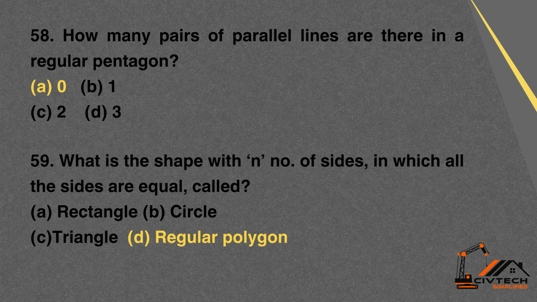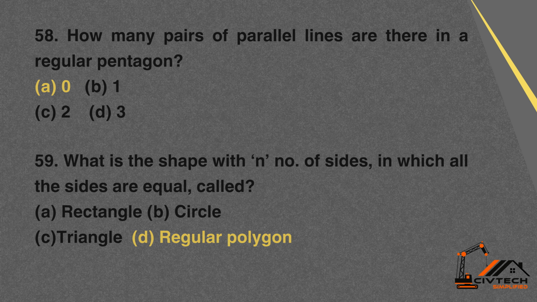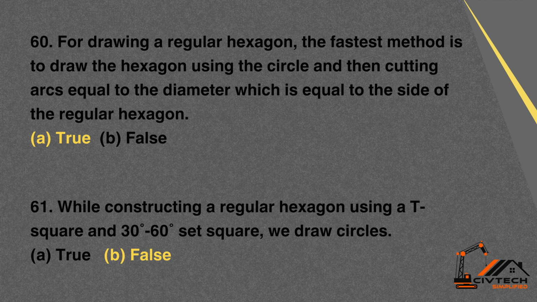0. 59. What is the shape with n number of sides, in which all the sides are equal, called? A. Rectangle. B. Circle. C. Triangle. D. Regular polygon. Correct option, D. Regular polygon. 60. For drawing a regular hexagon, the fastest method is to draw the hexagon using the circle and then cutting arcs equal to the diameter, which is equal to the side of the regular hexagon. A. True. B. False. Correct option, A.